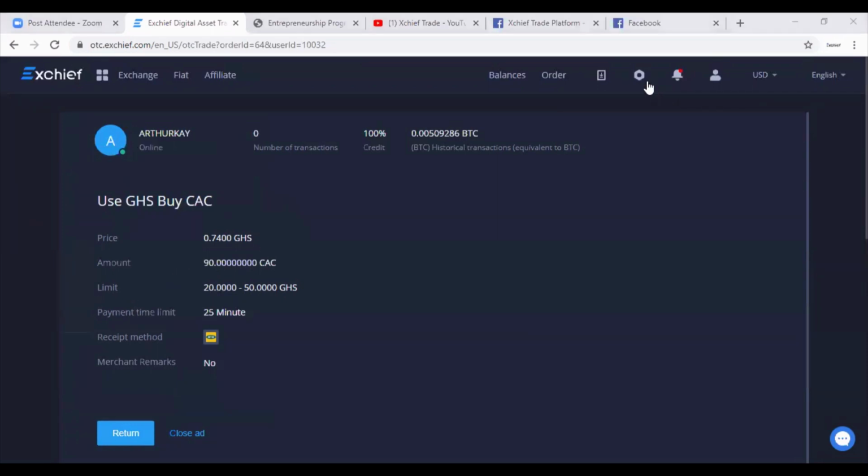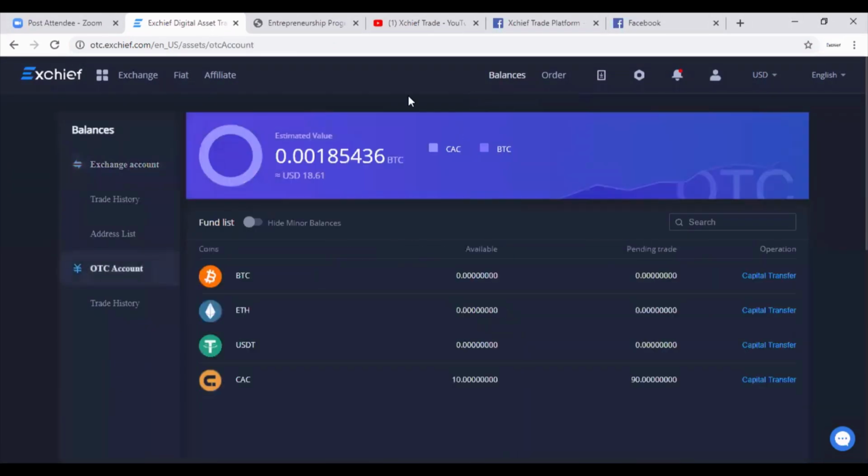Okay, so once that is done, this is the kind of information that will be displayed when your ad goes active. And when you come back to the OTC, you realize that the amount you put on the ad, which is the 90, is deducted from your available balance, and you have just 10 CAC available to play around with. So once you put an ad out there, the amount is split between your available balance and the pending trade balance. Okay, so you can only play around with the balance that is available to you. So if you want to put out another trade, this is how much you can put out. Or if you want to do a withdrawal from the exchange, then this is how much you can withdraw out of your balance.